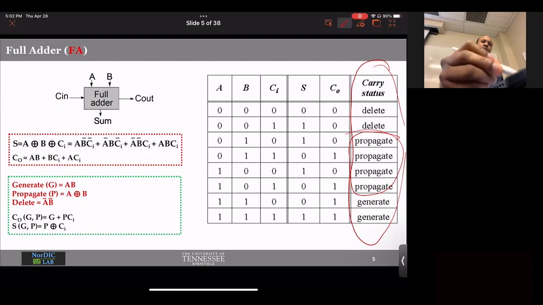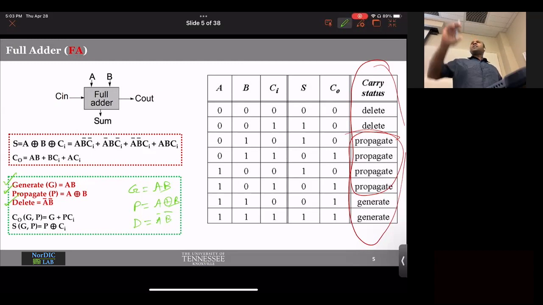Okay, now just take a look at these three equations that the computer scientists came up with. Generate is AB. Propagate is A XOR B. Delete is A'B'. In some textbooks, they use kill instead of delete, but that term is scary, so many textbooks get rid of that and use delete. Generate, propagate, delete. Can you remind me these three things when I go to the next slide? Let's go to the next slide.